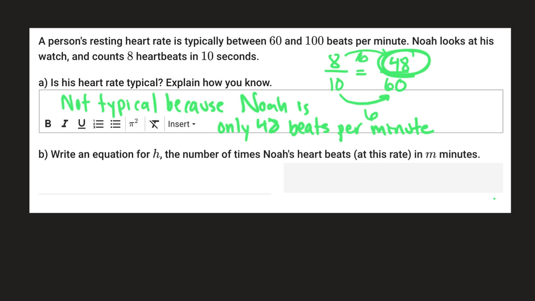Now, if we were to write an equation for H, the number of times Noah's heart beats in m minutes, well, we found that Noah's heartbeat is 48 beats per minute, so H is equal to, and I think that might be given on there, 48 times the number of minutes, and that's all you need to do for that equation.